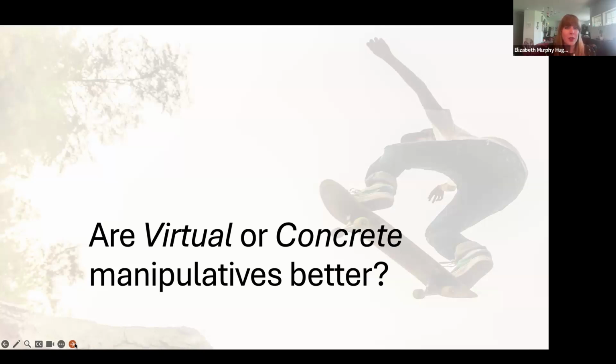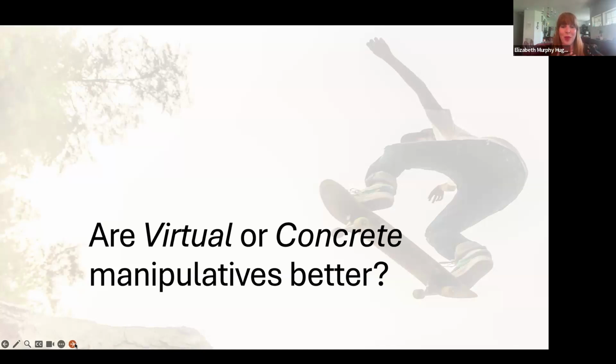Emily Bach has done a lot of research using virtual and concrete manipulatives and comparing them. Some of the research says concrete manipulatives are better. Some says virtual are better. Some says that students prefer virtual. Some says students prefer concrete. So it really depends on what's available, what students prefer, and I would say also what you're comfortable with.